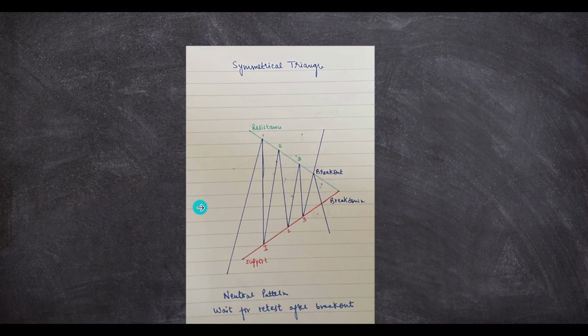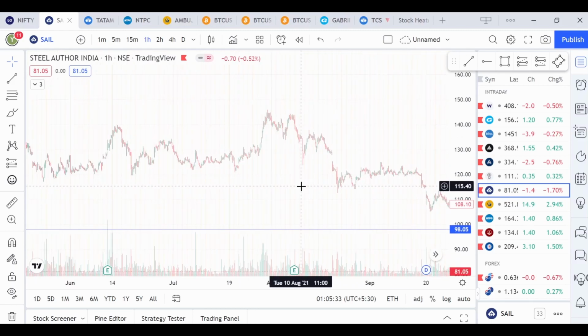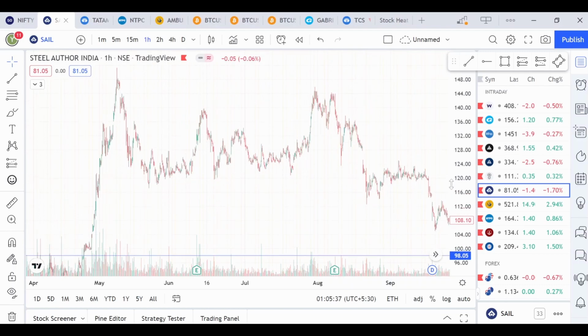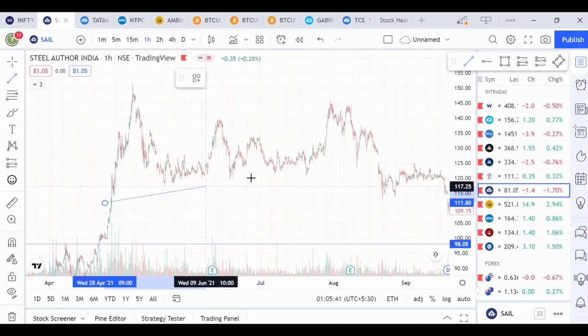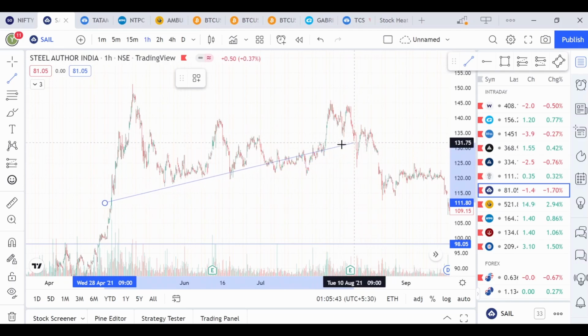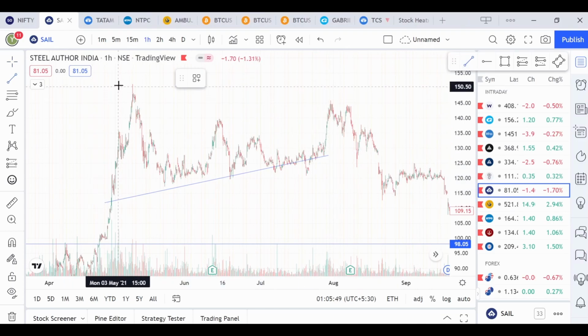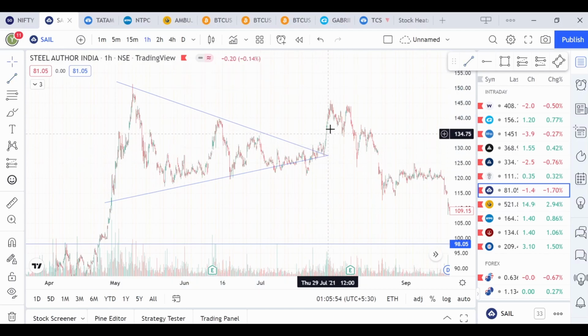Now let's look at the symmetrical pattern in a real chart. As you can see in this stock, there are no trend lines drawn, so I will draw them. We have to identify the symmetrical triangle chart pattern. As you can see here, this trend line is acting as a support and this trend line is acting as the resistance, and when it was broken we got a very good target.